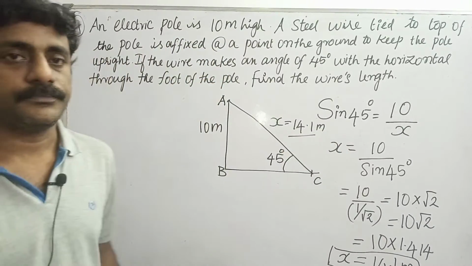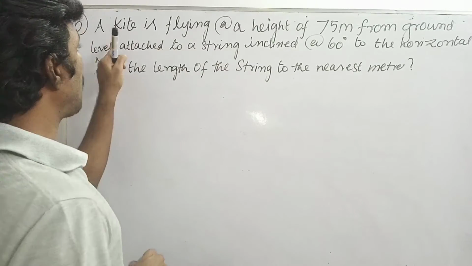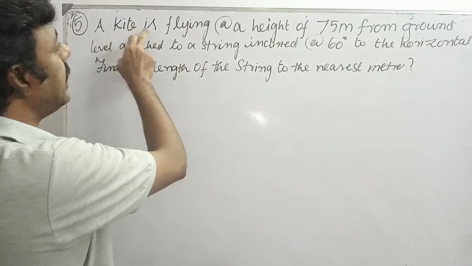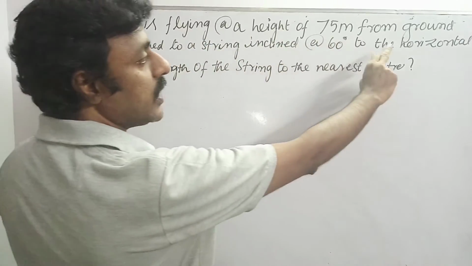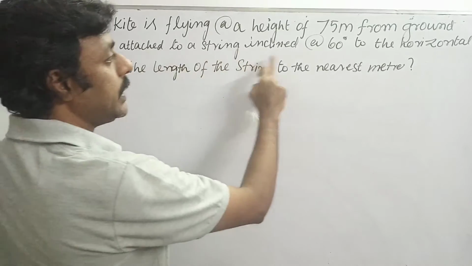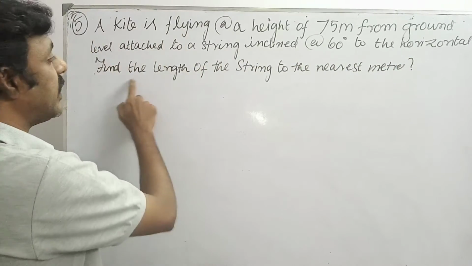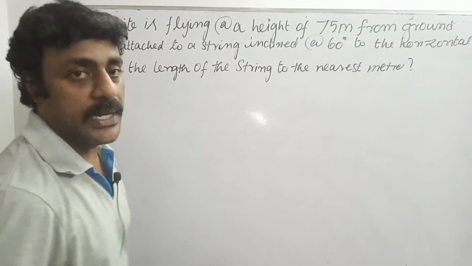Okay. So let's get into problem number 5. Problem 5 states that a kite is flying at a height of 75 meters from ground level, attached to a string inclined at 60 degrees to the horizontal. Find the length of the string to the nearest meter.